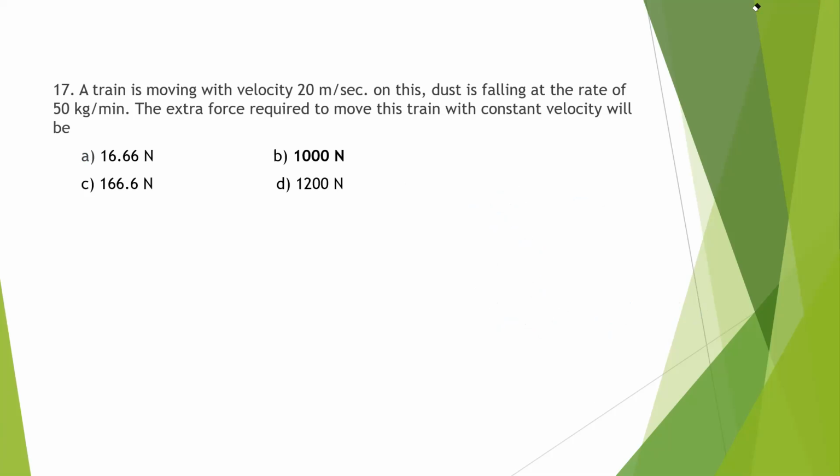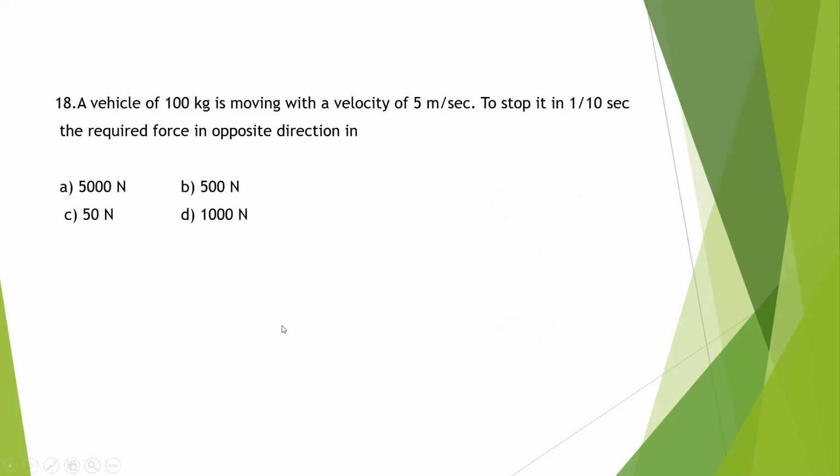Next question. A vehicle of 100 kg is moving with a velocity of 5 meter per second. So what they have given, a vehicle is moving with a velocity of 5 meter per second. To stop it in 1 by 10 second, the required force in opposite direction is.